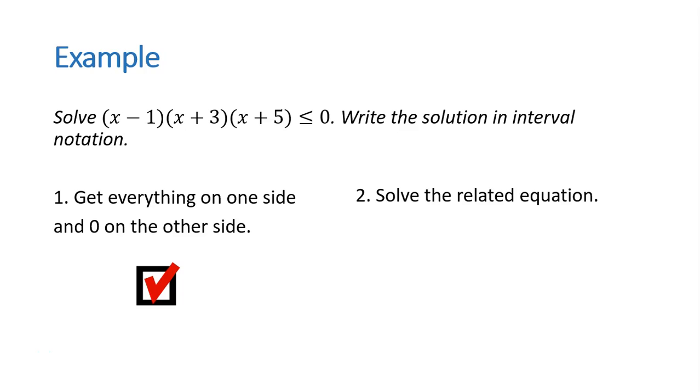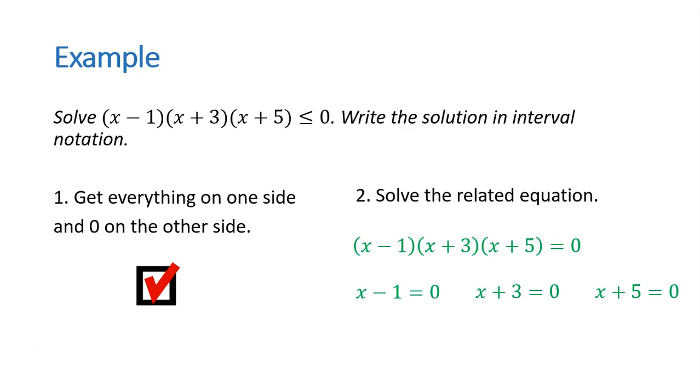Step 2 is to solve the related equation. So treat this as an equation instead of an inequality for the moment. Our related equation is (x - 1)(x + 3)(x + 5) = 0. So we're solving for the x values that make this true. As we mentioned, this is already factored, so most of the work has been done for us. Set each of our factors equal to 0 and solve for the related x-intercept. So we get x = 1, x = -3, and x = -5. These are going to be our 3 x-intercepts.